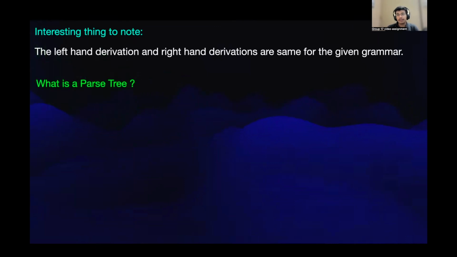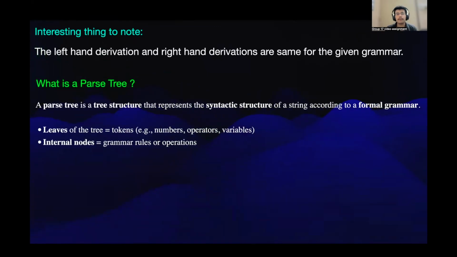Now what is a parse tree? A parse tree is a tree structure that represents the syntactic structure of a string according to a formal grammar. The leaves of the tree are also called tokens. The internal nodes are the grammar rules or the operations to be followed.